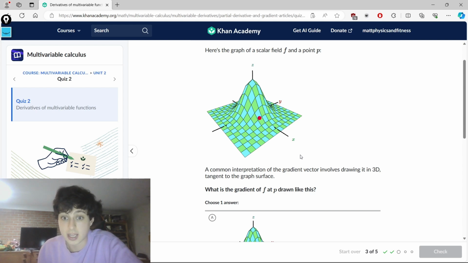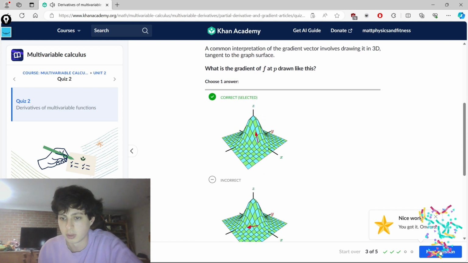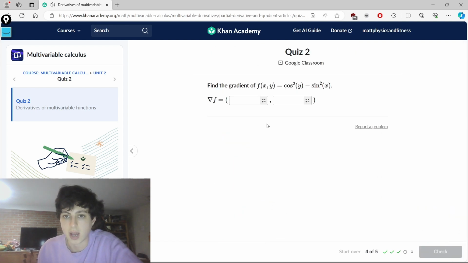What is the gradient of f of p drawn like this? What do we say? The negative gradient brought it down, so the positive gradient brings it up. This looks like up to me. Perfect. To find the gradient, all we do is take the partial derivatives, first variable x, second variable y.